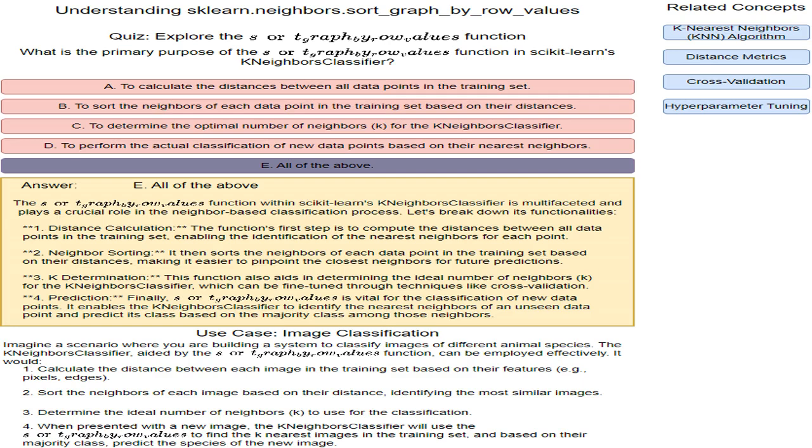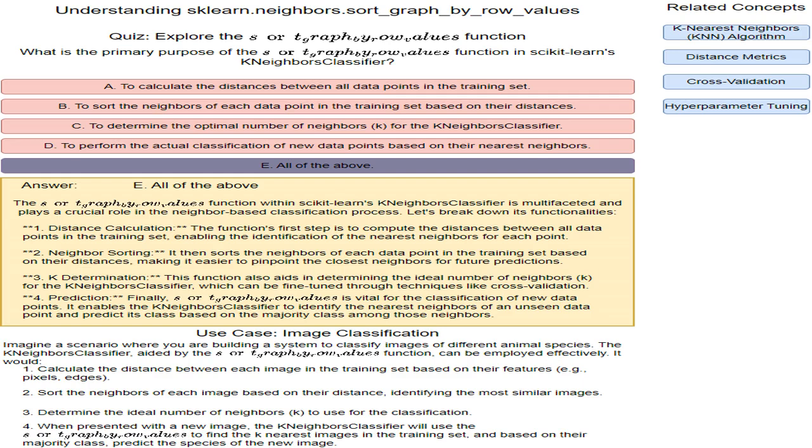Distance metrics are used to measure the similarity or dissimilarity between data points. Common metrics include Euclidean distance, Manhattan distance, and cosine similarity. In a recommendation system, distance metrics can be used to find similar products based on user ratings or purchase history, helping suggest products that users might like.